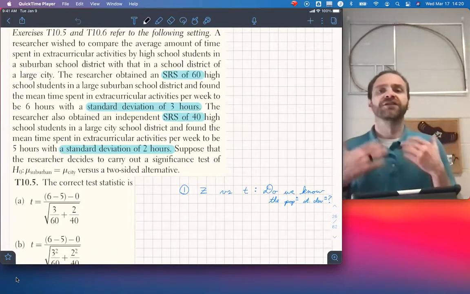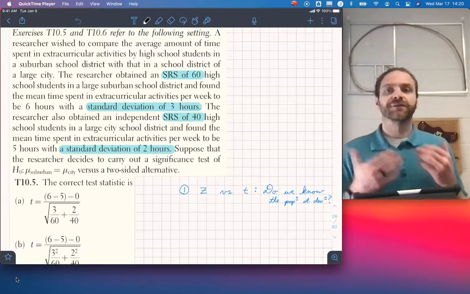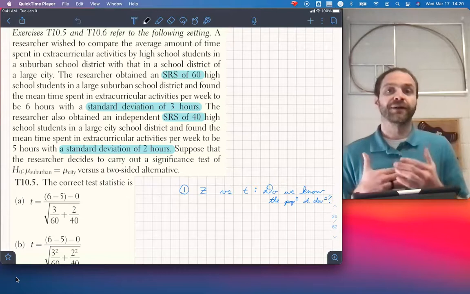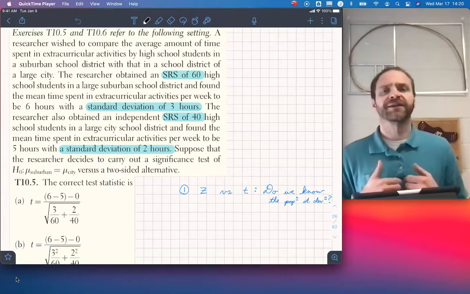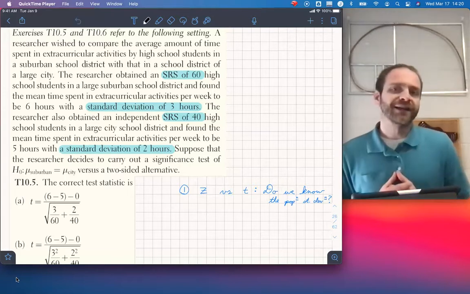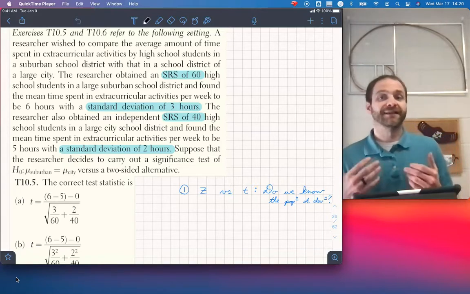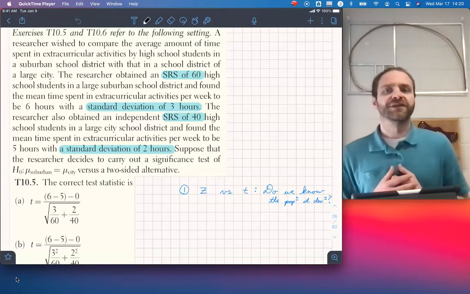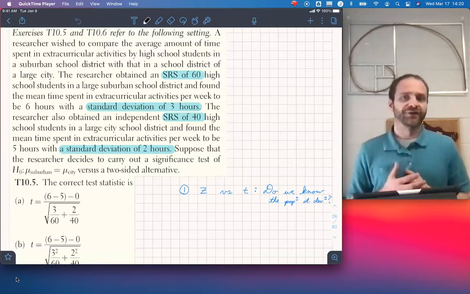A researcher wished to compare the average amount of time spent in extracurricular activities by high school students in a suburban school district with that in a school district of a large city. The researcher obtained a simple random sample of 60 high school students in the large suburban school district and found the mean time spent in extracurricular activities per week to be about 6 hours with a standard deviation of 3 hours. The researcher also obtained an independent simple random sample of 40 high school students in a large city school district and found the mean time spent in extracurricular activities per week to be 5 hours with a standard deviation of 2 hours. Suppose the researcher decides to carry out a significance test of the null hypothesis versus a 2-sided alternative.